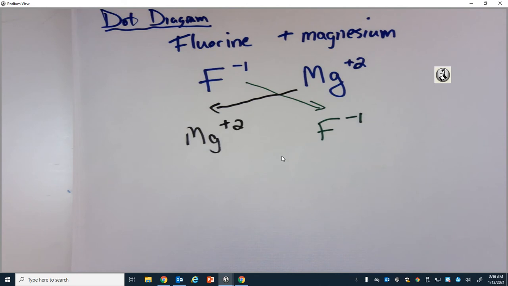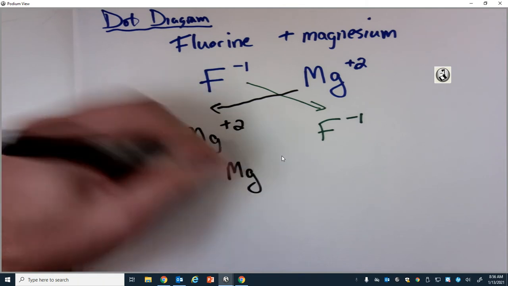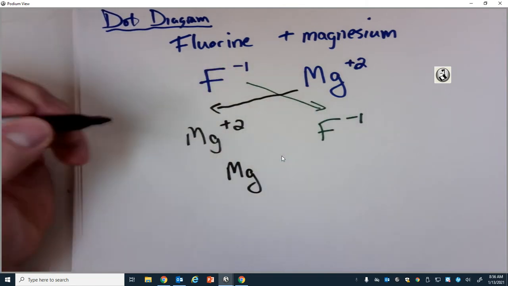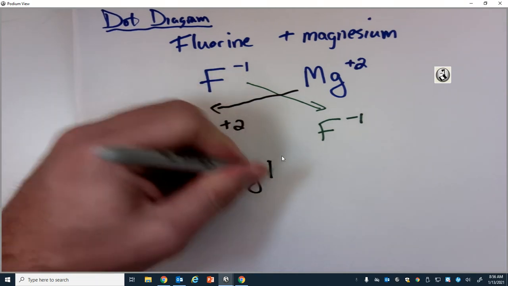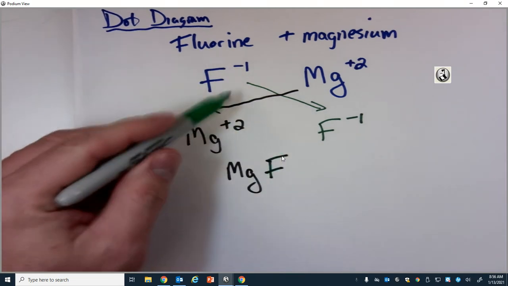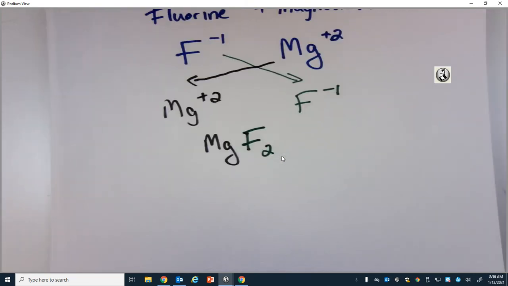I'm going to go back to blue. We'll write it like this. We'll go Mg, and then the subscript's going to be a 1, so I'm not going to write the 1. All right, I have F, which I need to write in green, which is going to have a subscript of 2. So the formula of our compound is MgF2.